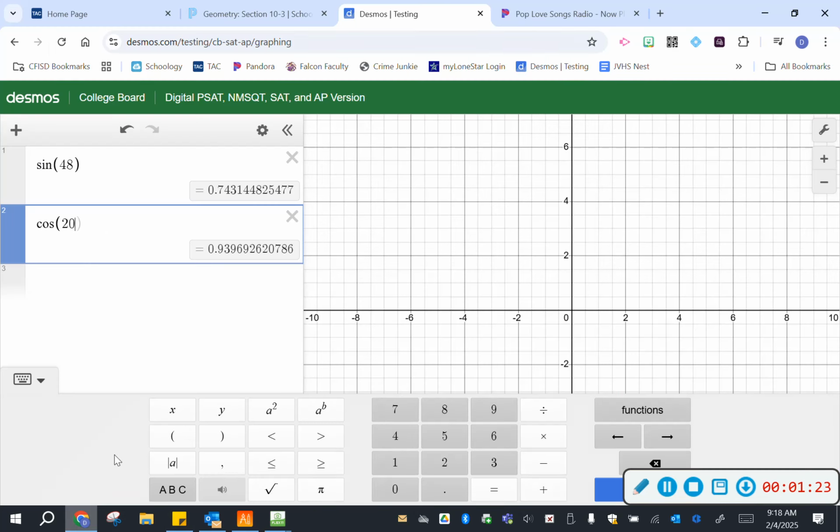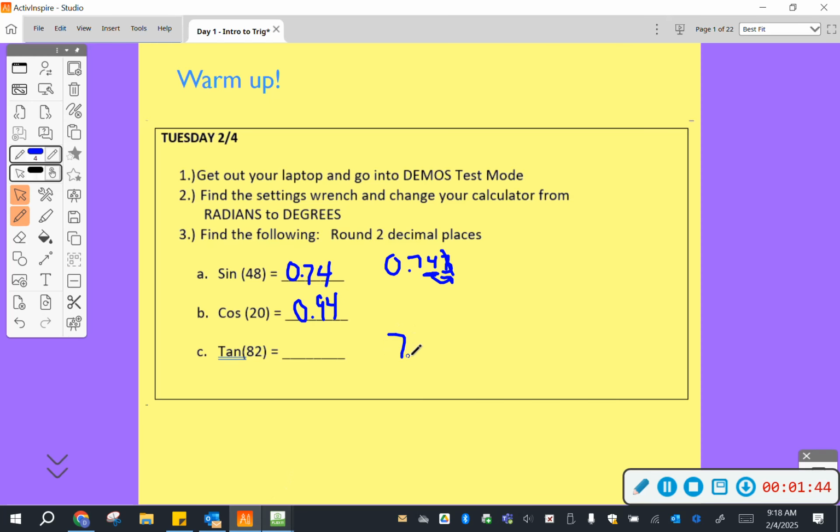And the last one is tangent of 82. So tan 82. And see how it works if you don't put the parentheses? Either way, it's going to be the same answer. I have 7.115. The third number is 5. What is that going to do to my second number? Round it up. 5 or greater, you round up. So 7.12 is my answer. Do I have any questions about how to do this?